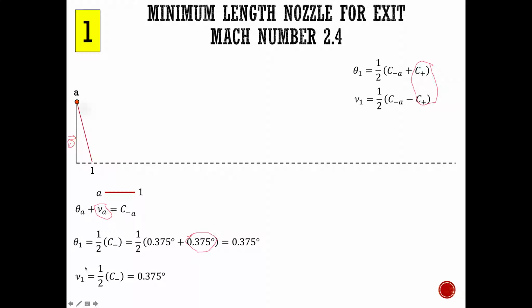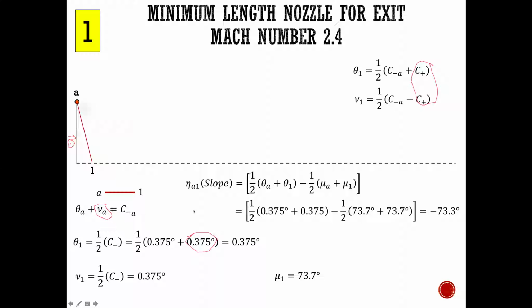So you get theta as 0.375 degrees, and also from this equation you get mu as well. So using the Prandtl-Meyer function, you can actually get the Mach angle at point 1. Now using this equation, you can determine what the slope of A1 will be. So I hope you understood up to this point.